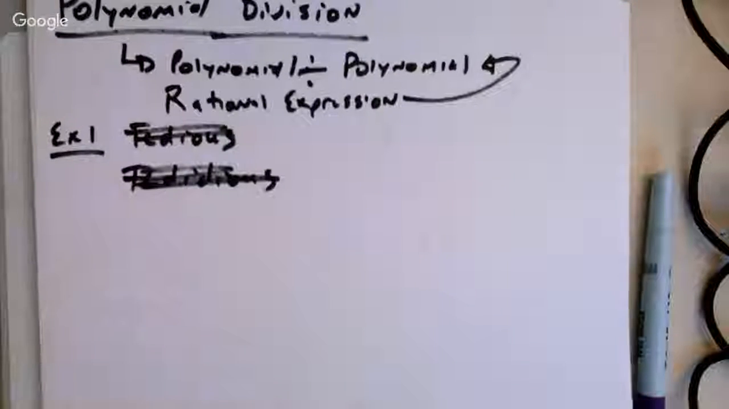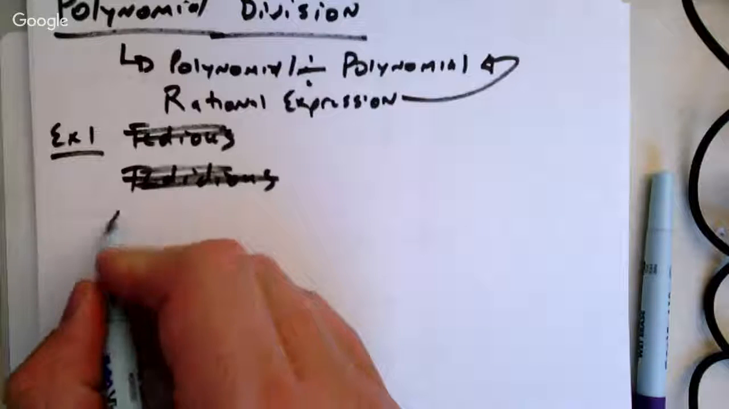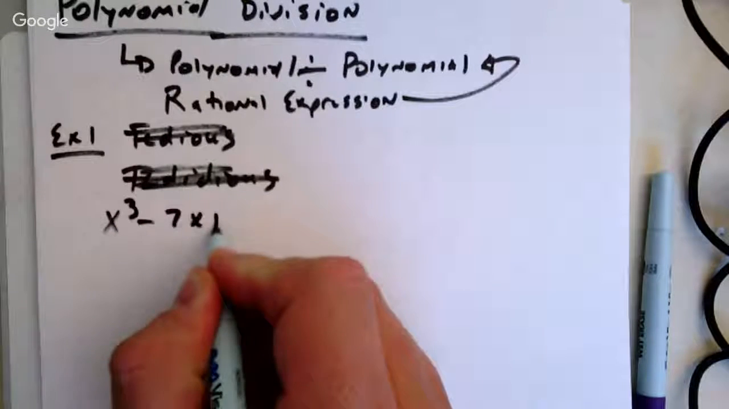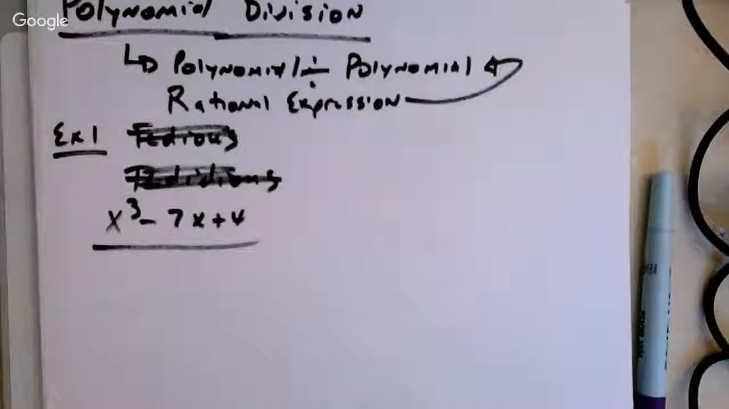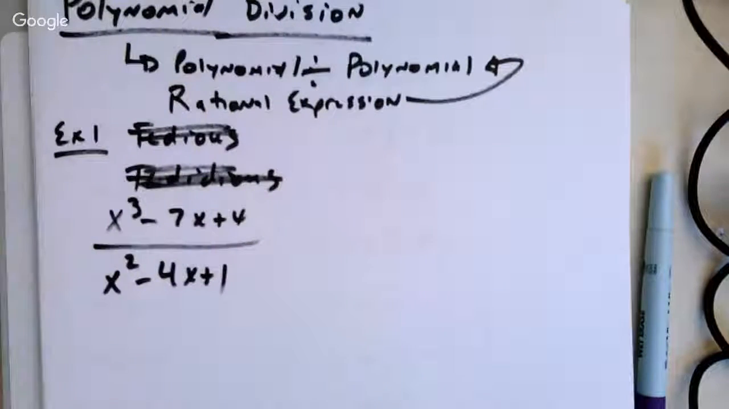But anyways, they're tedious. They're not hard for today. So let's take a look at an example. Let's go for a relatively hard one: x cubed minus 7x plus 4. And what shall we divide that by? x squared minus 4x plus 1.